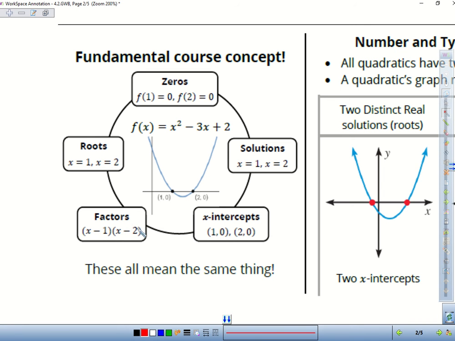And then factors are how you would write your quadratic in factored form, and you would set these equal to 0 to obtain the roots or solutions. And then x-intercepts are like writing the root or solution, but you write it in a coordinate pair instead of by itself, so you write like (1, 0) and (2, 0).